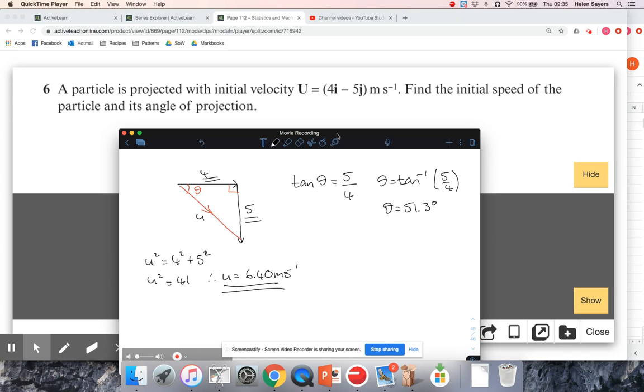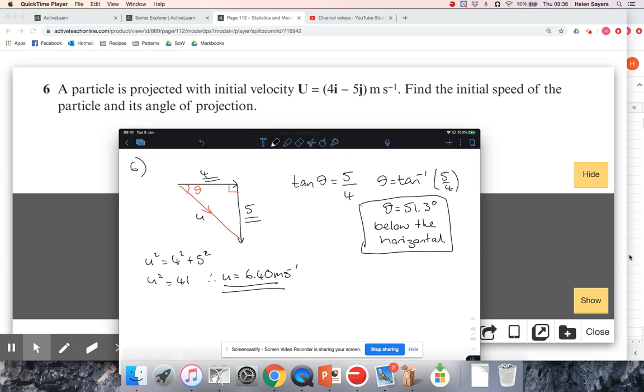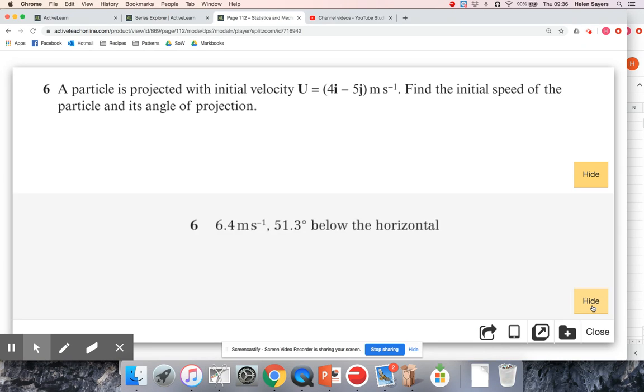degrees. And then just to indicate that we've got the direction right, we can describe that as 51.3 degrees below the horizontal. If you've worked through the questions, I think it was questions 2 and 4 were both going downwards, and that's the way they defined it, as below the horizontal. Okay, so that would be the angle. Let's just double check those. 6.4 and 51.3 below. Cool.